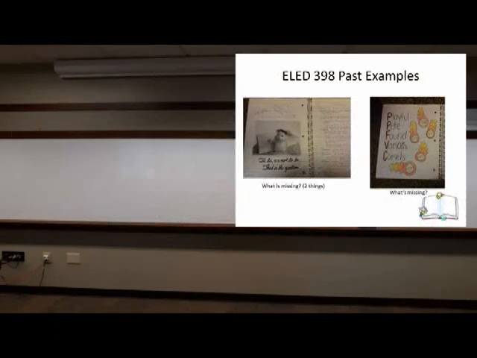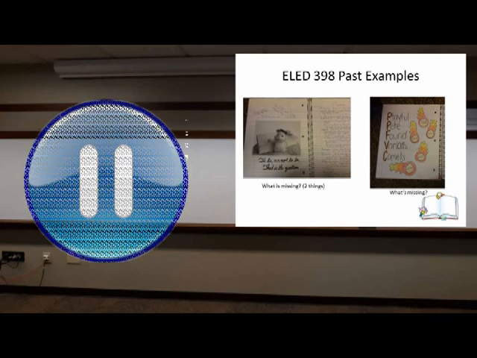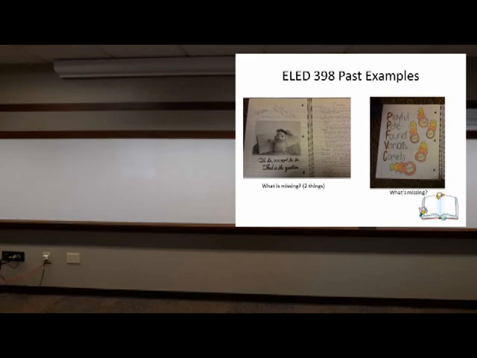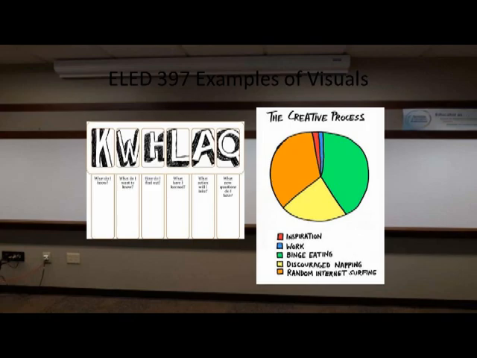Here are 2 examples from LED 398 that have some missing criteria. Can you identify what is missing? In the first picture, it is missing the page number in the top outside corner and is also missing color. In the second picture of comments, it is missing the page number in the top outside corner. Shown here are some excellent examples of entries for 397.